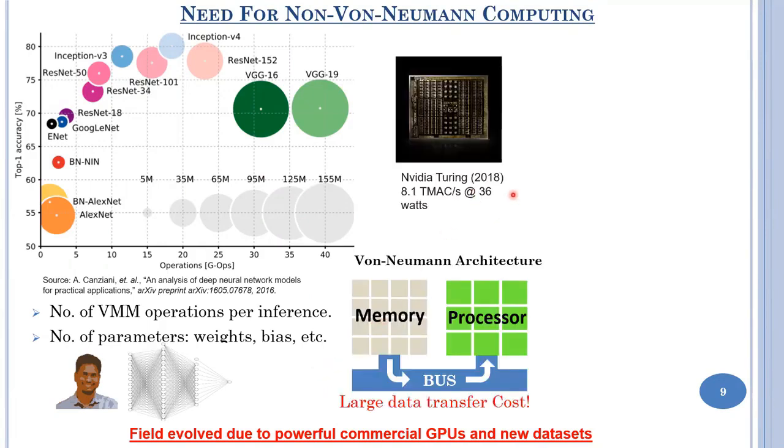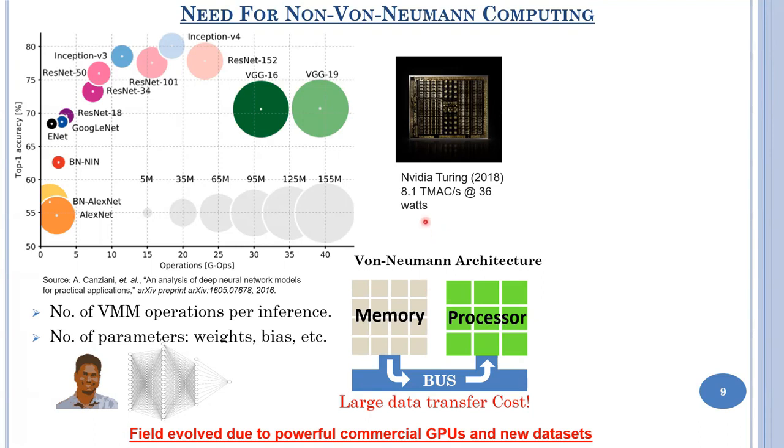These GPUs like NVIDIA Turing, which is the most advanced kind of GPU from NVIDIA, have a von Neumann architecture similar to your CPUs. What that means is your memory and processor are separate blocks. Every time you have to perform computation, you have to access the memory, and every time you access the memory, you incur a lot of power dissipation, and you also add to the latency of your system.